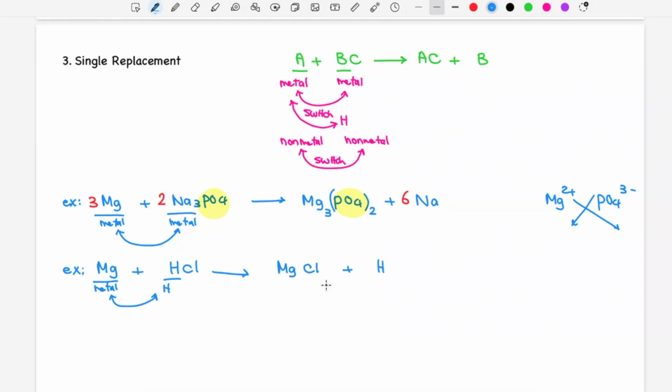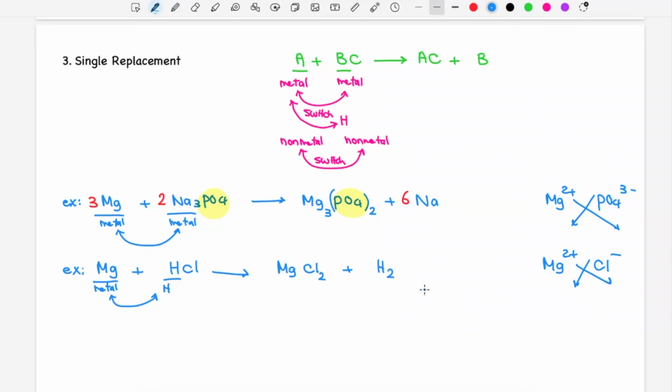A few things we have to watch over here. First is that magnesium and Cl together make an ionic compound. So again, we have to watch for their charges. Magnesium is 2+, Cl is -1. So together they become MgCl2. And then hydrogen, if you remember from my previous slide, we said hydrogen is always a diatomic element. So it never sits on its own. It has to be in the form of H2.